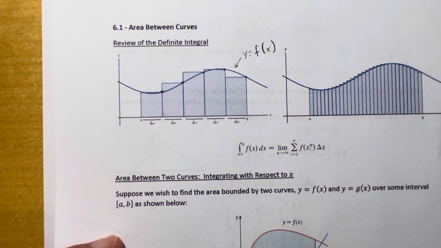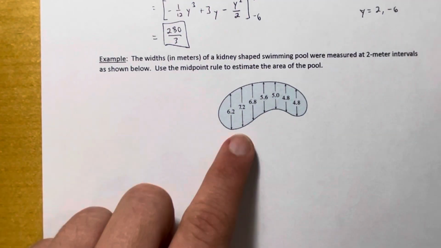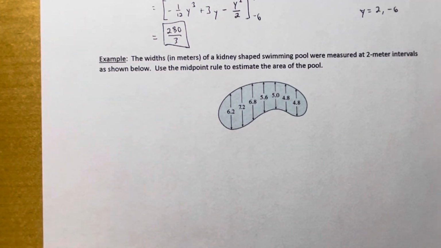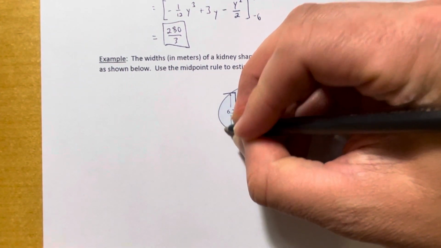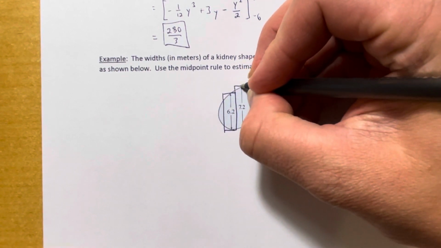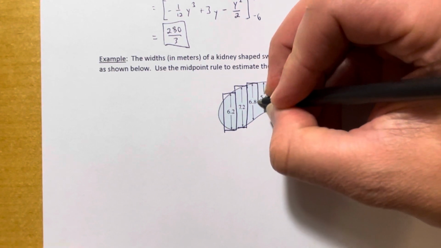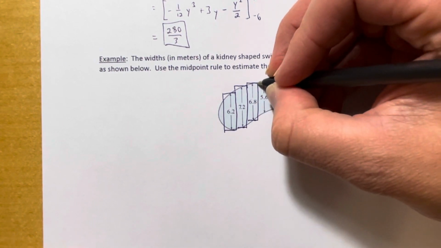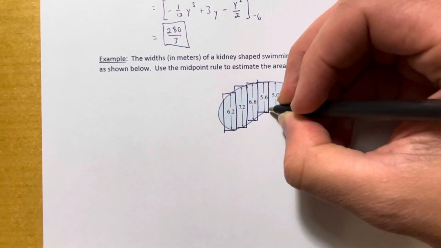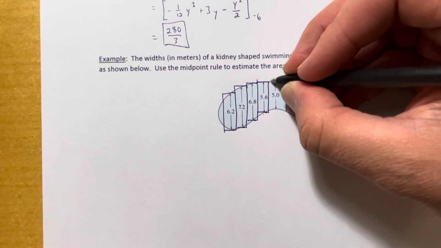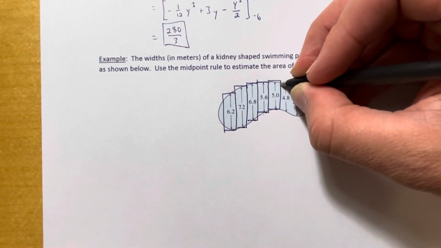So what we're going to do is imagine approximating this area here using rectangles, but we're going to use rectangles like this, where the areas, or sorry, the heights rather, are found by choosing as the midpoint the points that are giving us these measurements. It would kind of look like this.